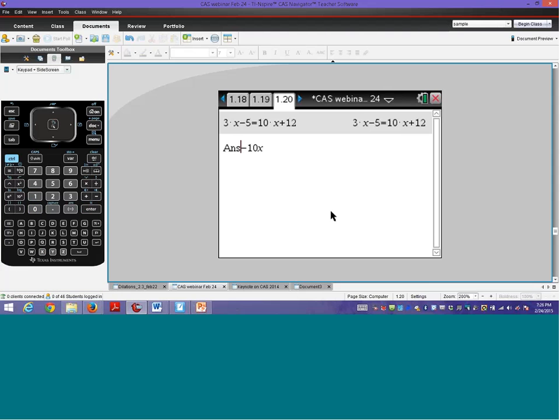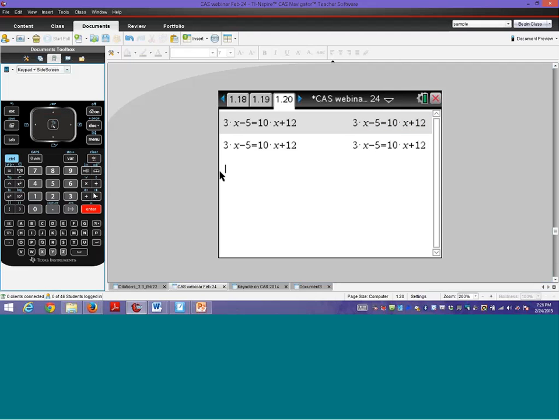Oh, how did I do that? Oh, let me back up. Sorry about that. Let me copy and paste it. And now I get subtract 10x. I think I forgot what I had done. There we go. So I subtracted 10x, got the same result as I did before.